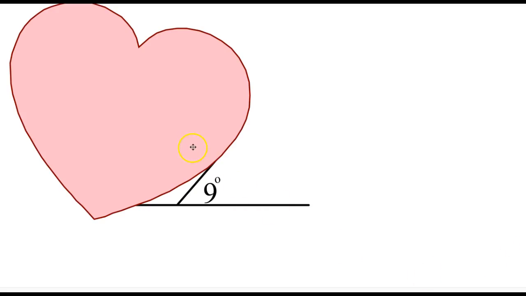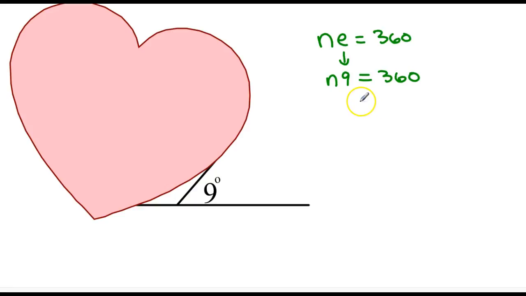Same question. We know that we've got a regular polygon behind this big heart right here. We know the exterior angle is 9 degrees. How many sides does it have? So pause the video, give it a try. So once again, since it's regular, we can use NE equals 360. The exterior angle measure is 9. The number of sides is not known.